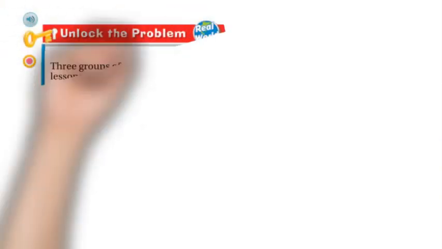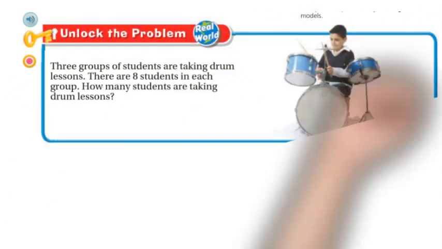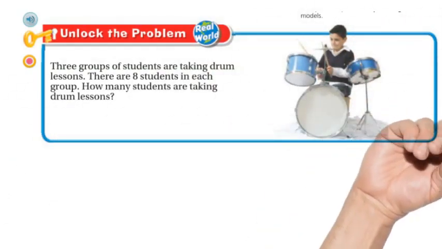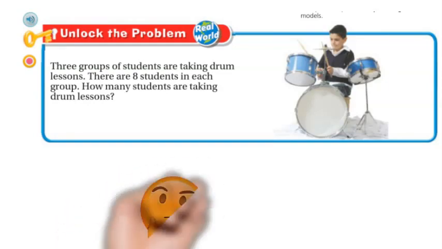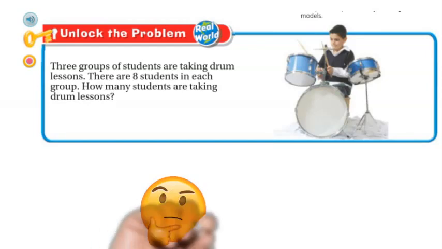We would like you to use the strategy, draw it out, to solve this problem. There are 3 groups of students taking drum lessons. There are 8 students in each group. How many students are taking drum lessons?